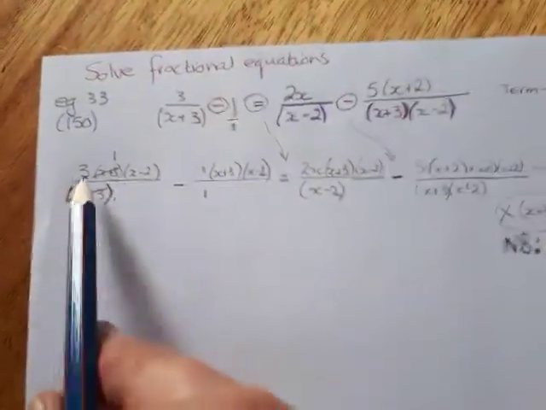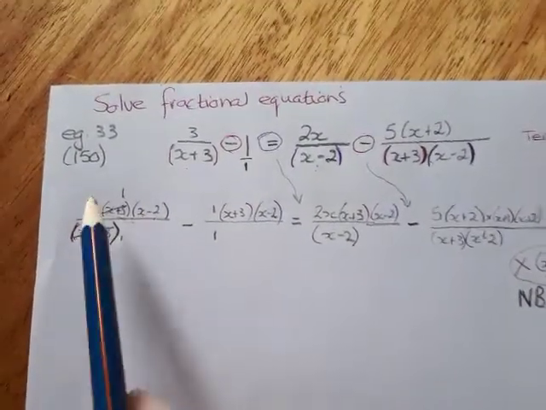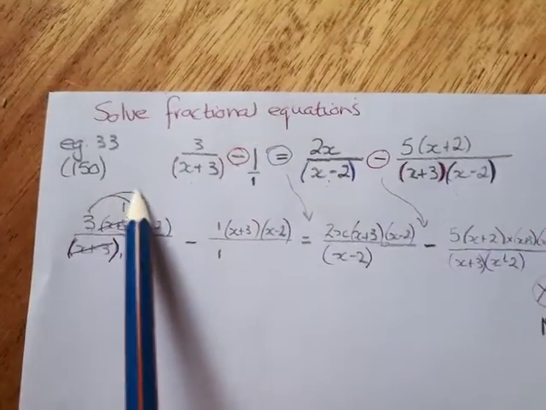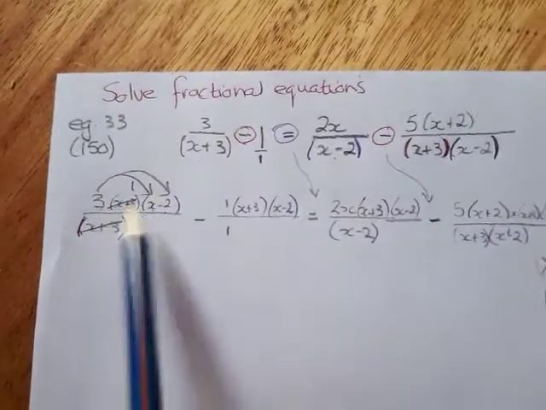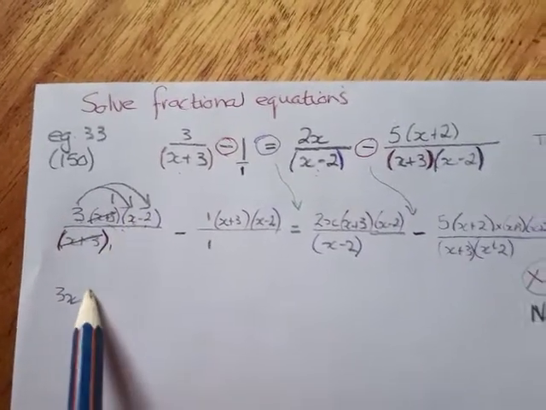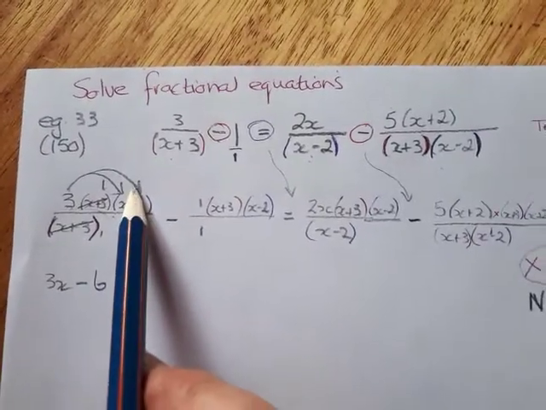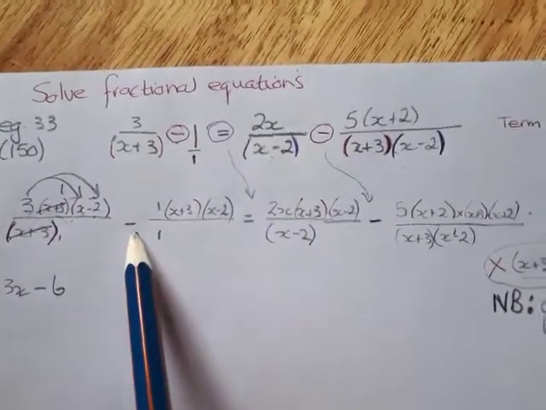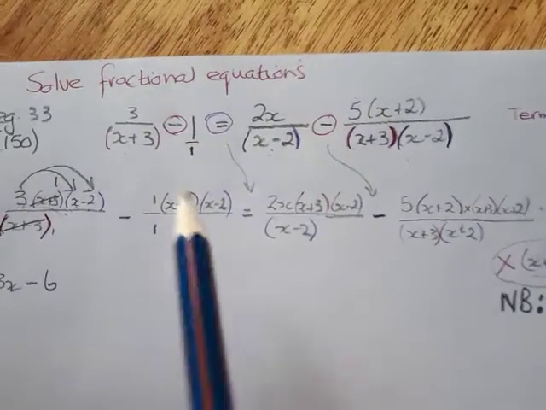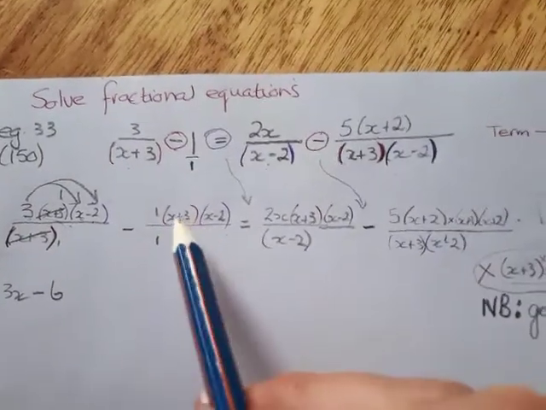So what is left over here is 3 times the purple bracket. And I will now immediately go on and multiply out the bracket. Okay, so 3 times x is 3x, and 3 times negative 2 is negative 6. Then I am done with the first fraction. Now comes the second fraction. There is nothing that I can cancel. Okay, so what remains is the 1 times the bracket, which we don't do because it remains.